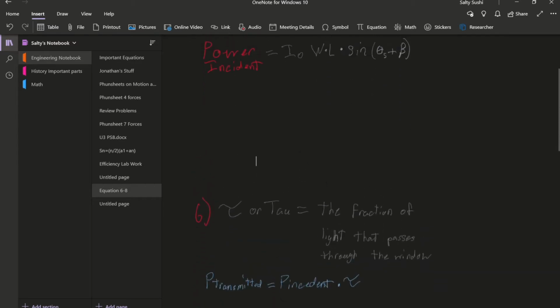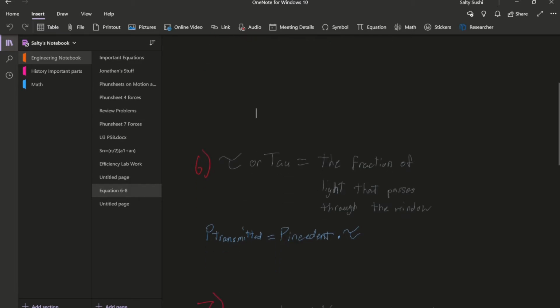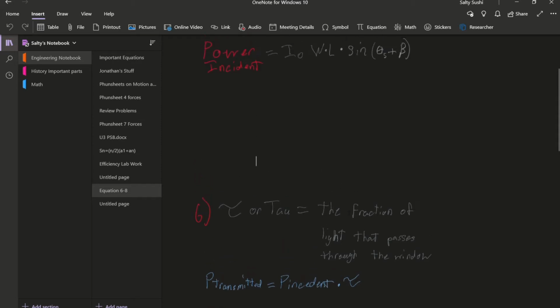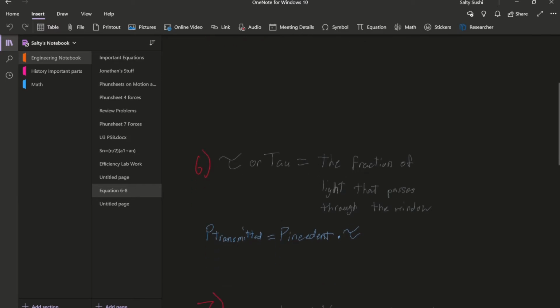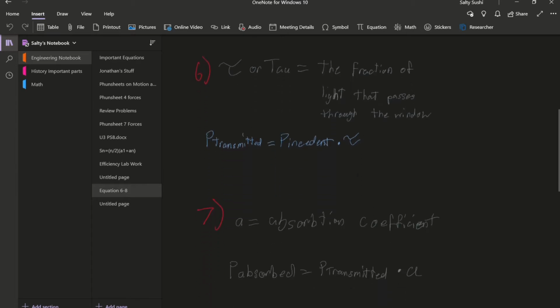Now, in equation 6, we are introduced to tau, which is the fraction of light that passes through the window. So, for example, something like a piece of glass would have a higher fraction of light that passes through the window than a piece of paper. Now, tau is used as P transmitted is equal to the power incident times tau. So this equation up here is equal to the power transmitted as long as it is multiplied by tau.